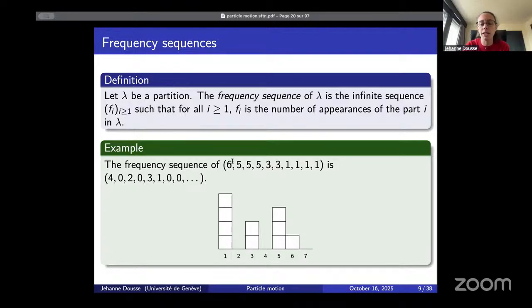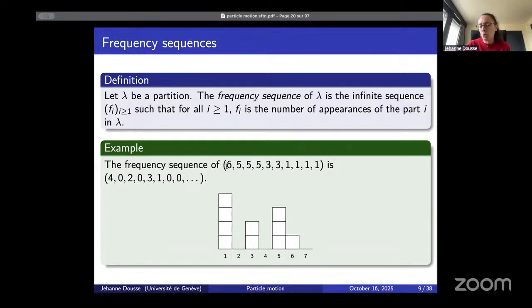So for example, if in the previous notation the partition was 6, 5, 5, 5, 3, 3, and then 4 ones, then in terms of frequency sequence, we will put a 4 first because there are 4 ones, then a 0 because there are no 2s, then a 2 because there are 2 threes, then a 0 because there are no 4s, a 3 because there are 3 fives, and a 1 because there is 1 six, and then only zeros because there is no number larger than 6 in this partition.